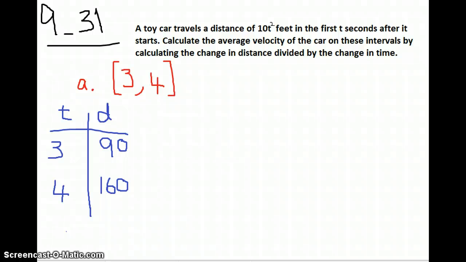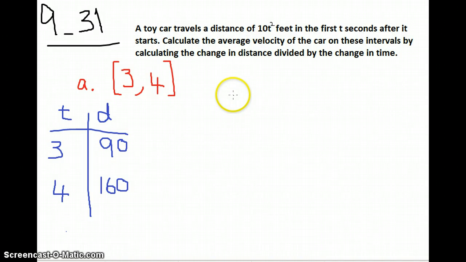Hi, this is problem 931. A toy car travels a distance of 10t squared. So that formula represents the distance in the first t seconds, in the first however many seconds. They didn't tell us how many exactly yet. After it starts, calculate the average velocity.